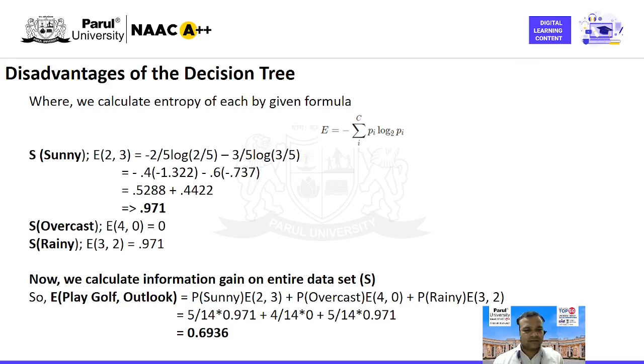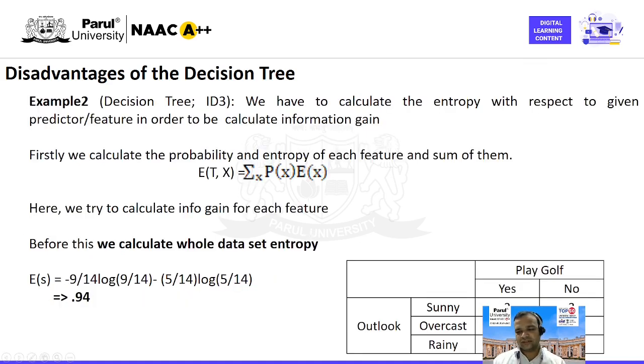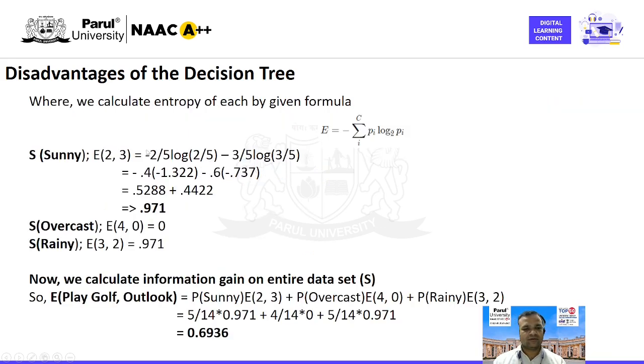Now again, we have the condition rainy. We have the value for yes 3 and for no 2, so the total will be 5. Again, put it in this formula: minus 3 upon 5 log base 2 of 3 upon 5, minus 2 upon 5 log base 2 of 2 upon 5. Because there are 3 and 2, you will get the same value, 0.971. So we calculated the entropy for each condition.